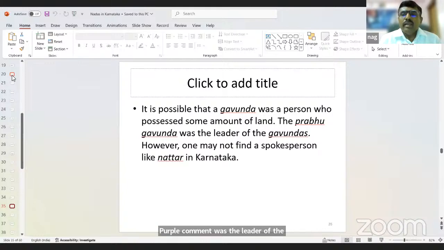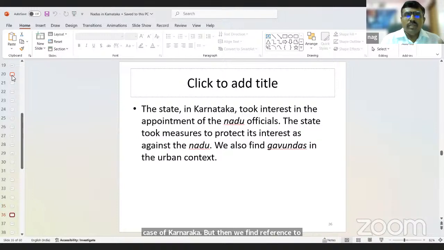However, one may not find a person like Nattar in Karnataka. So there's no reference to a spokesperson like Nattar. That is missing in the case of Karnataka. But then we find reference to Gaundas and also the Prabhu Gaundas. So those people can be leaders of the Nadus, we can say.